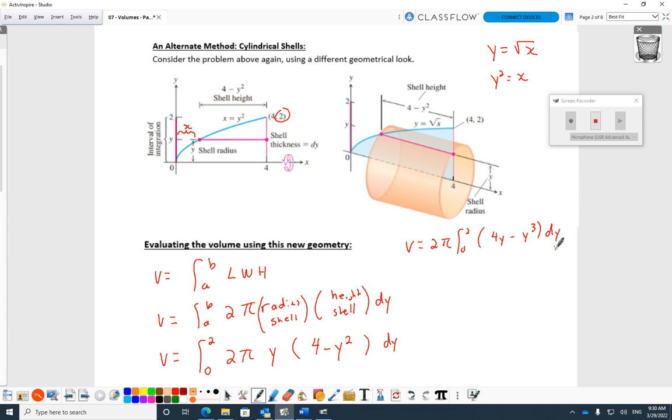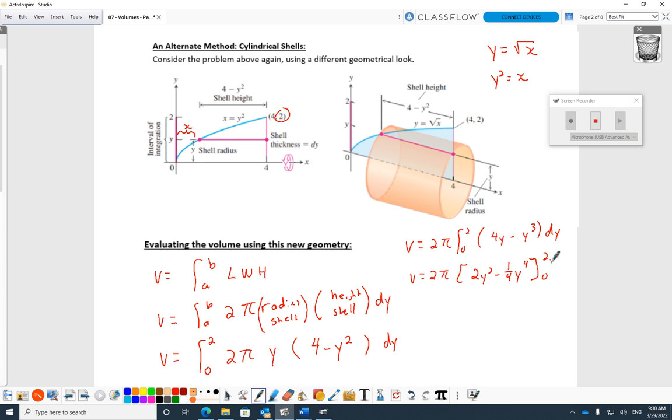Just double check all that stuff. The 2 pi came out front, 0 to 2. Multiply out what's left in the brackets, 4y minus y cubed. Yeah, I'm feeling pretty good. Volume equals 2 pi. Now the antiderivative is 2y squared minus a quarter y fourth. And I hope I've set this up right.